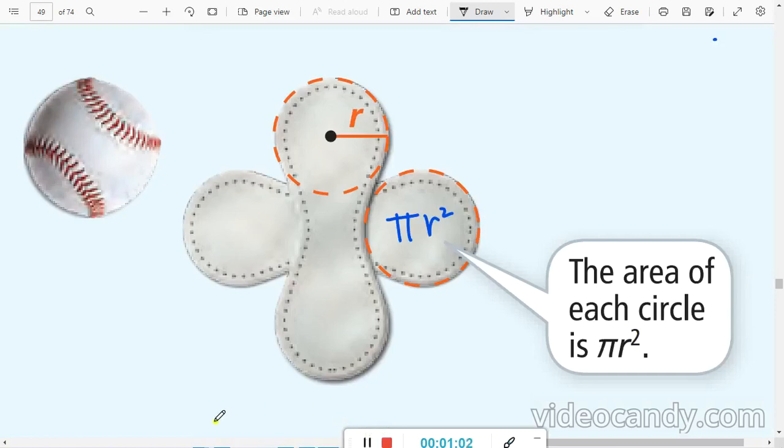Just to show you why the surface area is 4 pi r squared, let's say you have a cover on a baseball. A baseball is a sphere, and you unwrap the cover. That would be like 4 circles. We know the area of a circle is pi r squared, and there are 4 circles that would make up the sphere. So it's basically 4 times pi r squared. So that's for surface area.